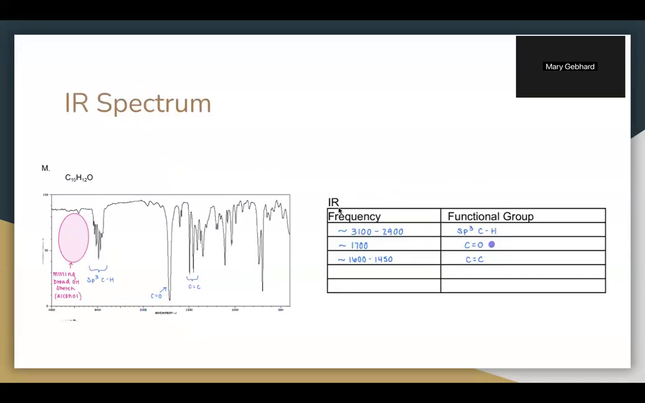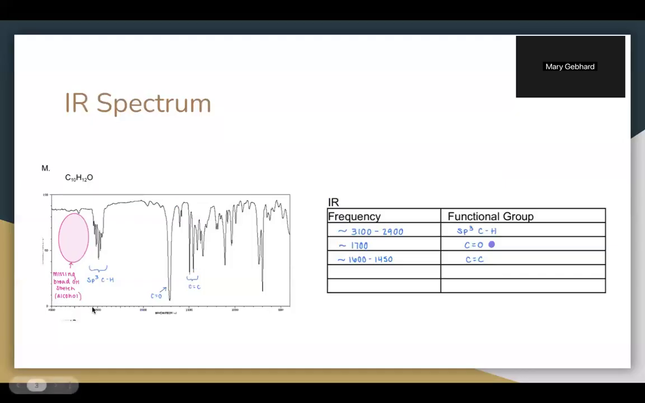So I began by analyzing my IR spectrum to identify the functional groups present. One of the first things I like to do is to examine and see if I have this broad, easy to identify OH group, which would be indicating that I have an alcohol functional group. As you can see here, that broad stretch did not exist in my spectrum, so I knew that there was not going to be an OH functional group.